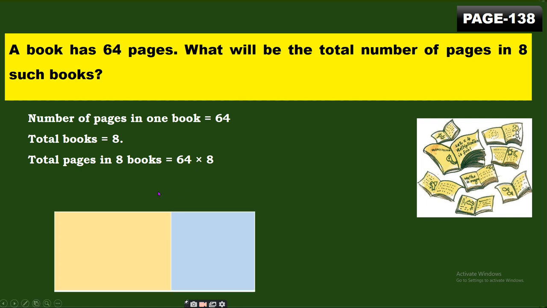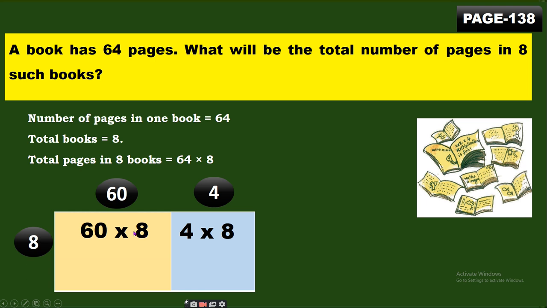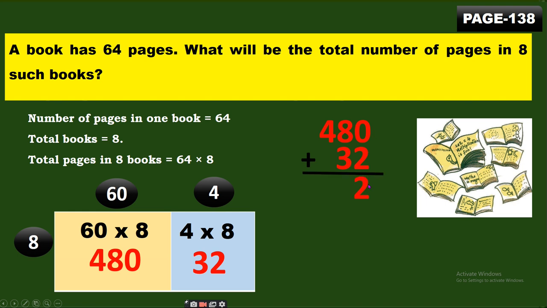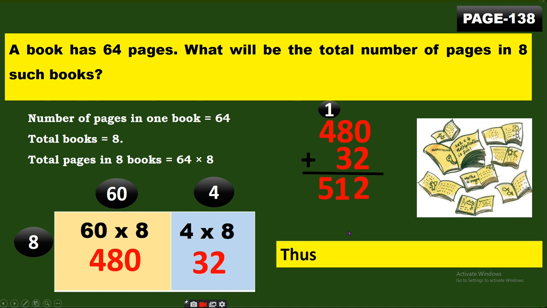Now 64 equals 60 and 4, and 8 we will write here. In this box we multiply 60 multiplied by 8, and here 4 multiplied by 8. 60 multiplied by 8: 6 8s are 48 and 1 zero, that means 480. And 4 8s are 32. So 480 plus 32 equals 0 plus 2, 2, 8 plus 3, 11. So 1 right here and 1 carry forward, and 1 plus 4, 5. So our answer is 512. 64 8s are 512. Thus there are 512 pages in 8 such books.